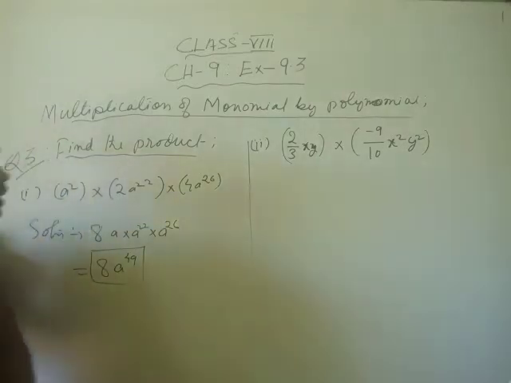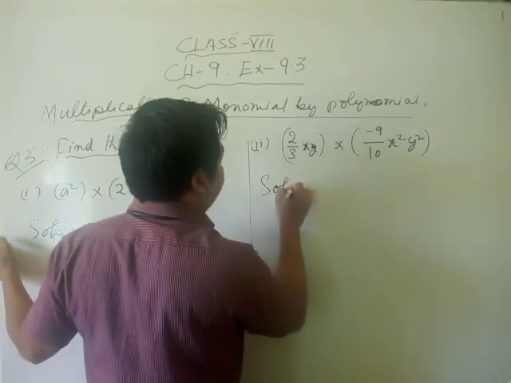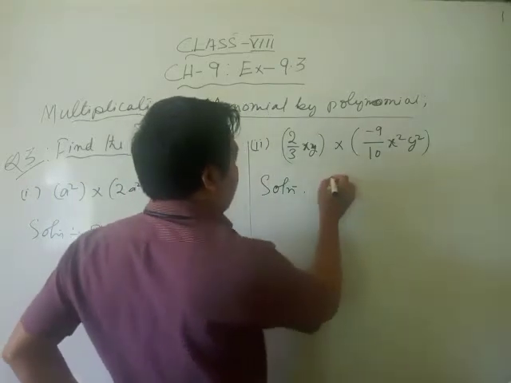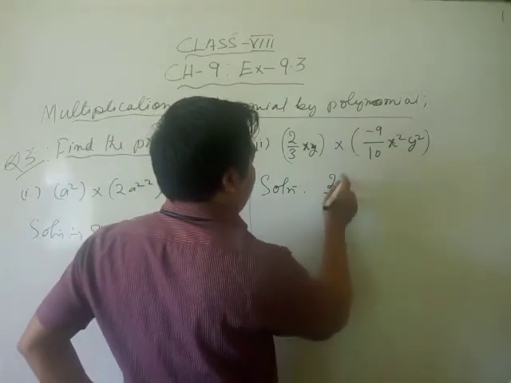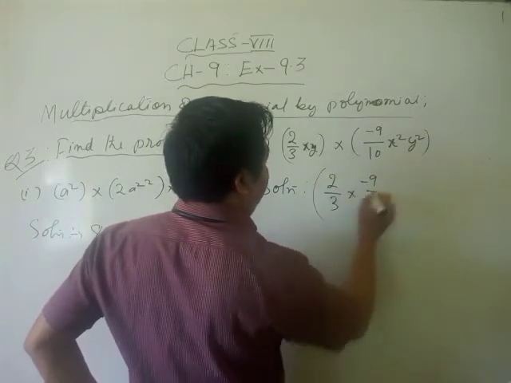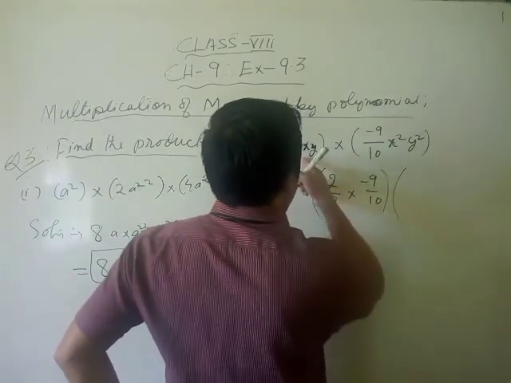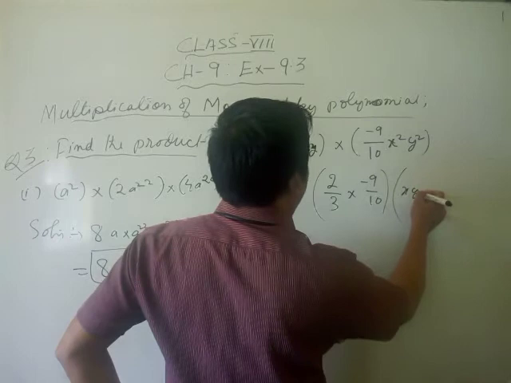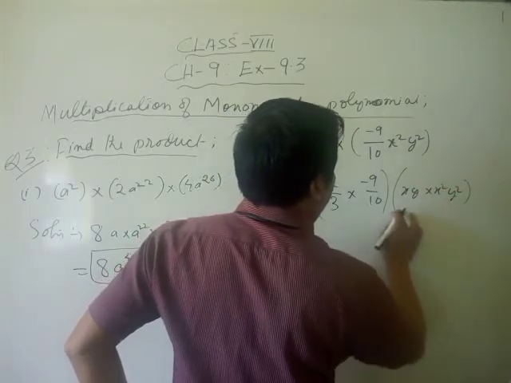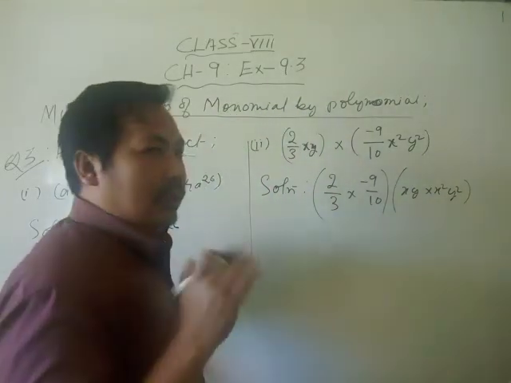Then Roman 2, very simple. First of all we lay out the coefficients, 2 by 3 into minus 9 by 10. Let us do it separately to understand. On the other side, let us multiply xy into x squared y squared, the letter part. This is not required to show, but it is for your understanding only.